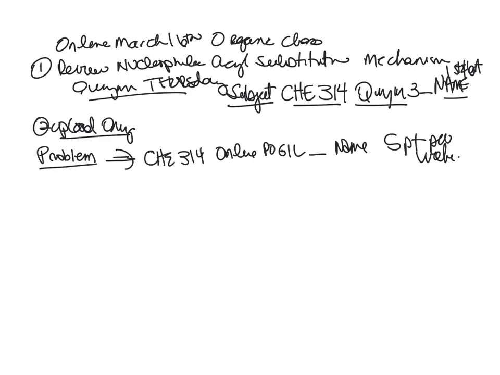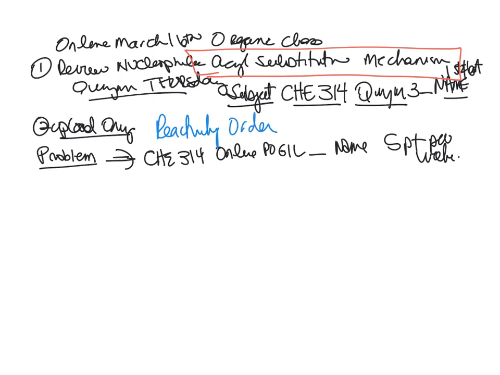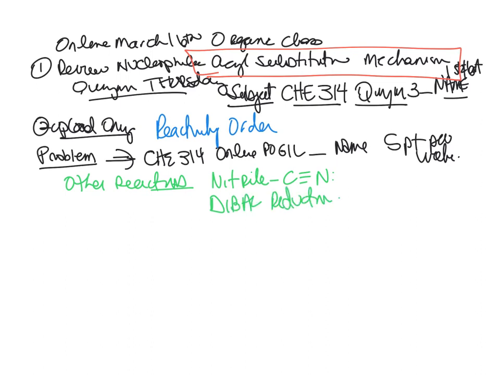We're going to review the nucleophilic acyl substitution mechanism that you'll have to do on your quizam. We're also going to review the reactivity order. And the third thing I want to focus on is some other reactions that we might have overlooked. Most of these deal with the nitrile group. If you remember, the nitrile is the carbon triple bonded to nitrogen with the lone pair. We're going to look at DIBAL reduction. And that will be what we'll do today.